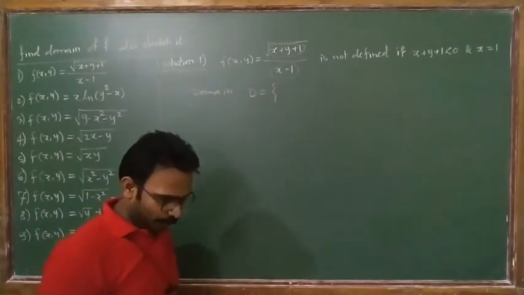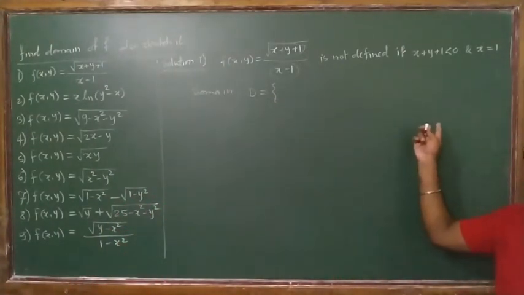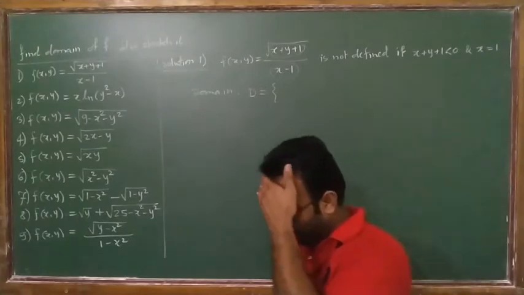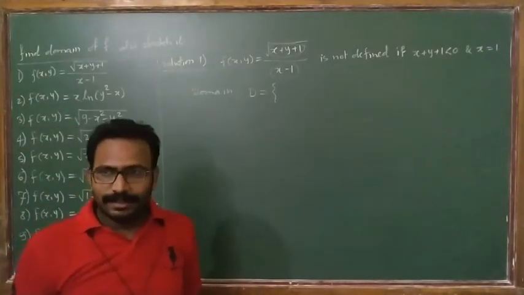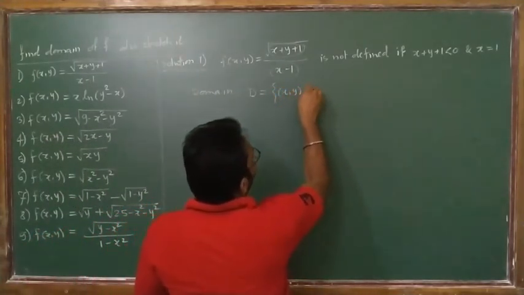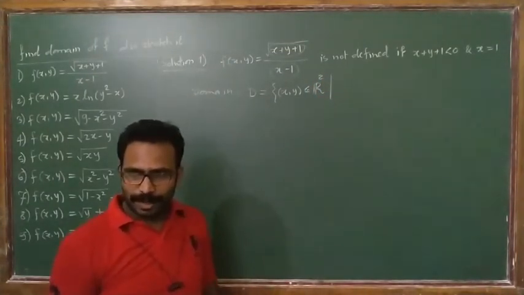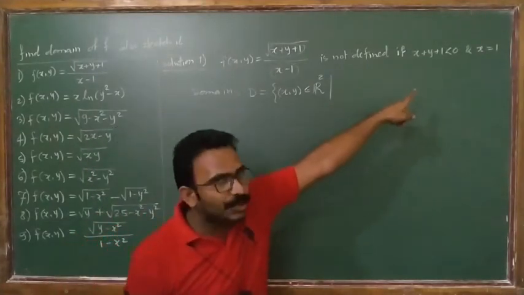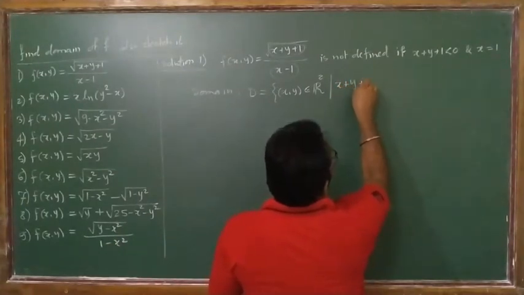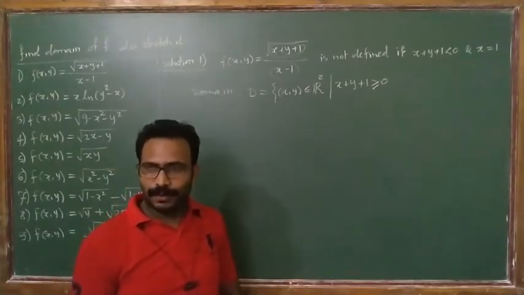The domain D should be a subset of R2 that should not contain this kind of element. Which kind of element? The ordered pair xy for which this happens. So we collect the ordered pairs xy from R2 for which it should not happen. So x plus y plus 1 should be greater than or equal to 0. This quantity should be either 0 or greater than 0.